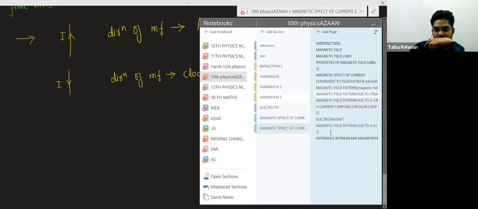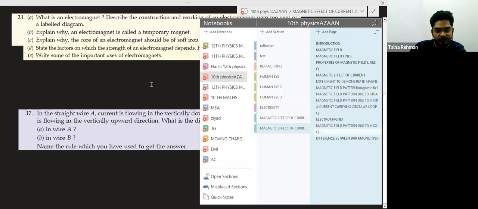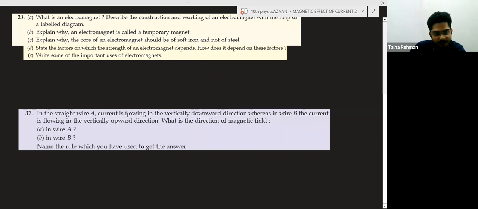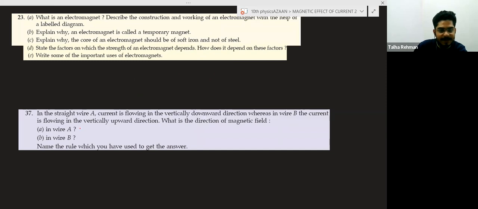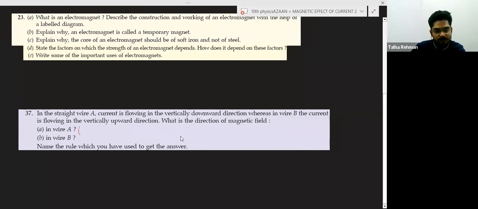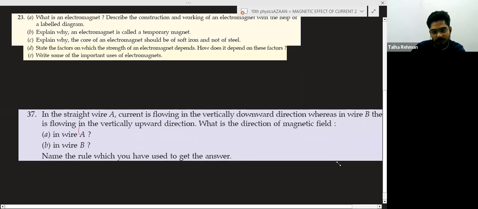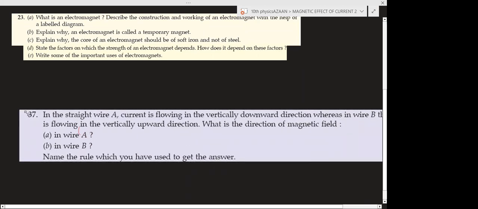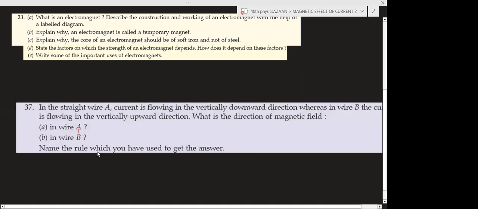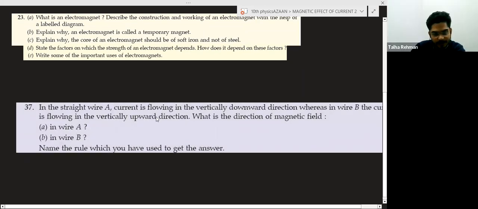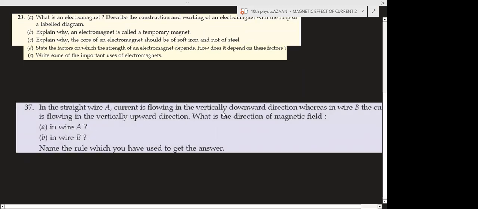So you can say that in wire A, the current is vertically downward. So in wire A, will the magnetic field be anti-clockwise or clockwise? Sir, anti-clockwise. No, in wire A. See, sir, wire A will be clockwise. Yes, clockwise.